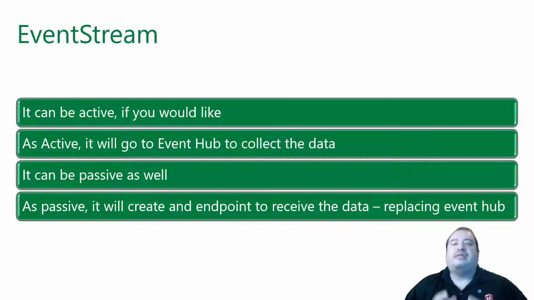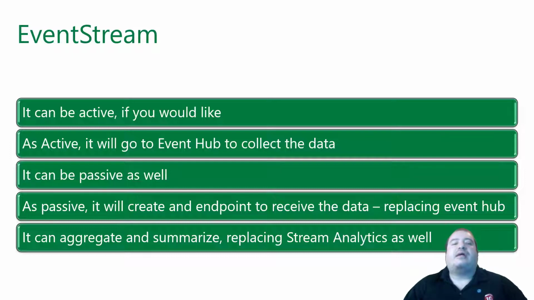So EventStream can act as a passive tool, waiting for applications to send data to it, replacing Event Hub and Stream Analytics. Or it can act as an active tool and go to an existing Event Hub to collect the data. Any one of these options is possible. It's a combination of options.